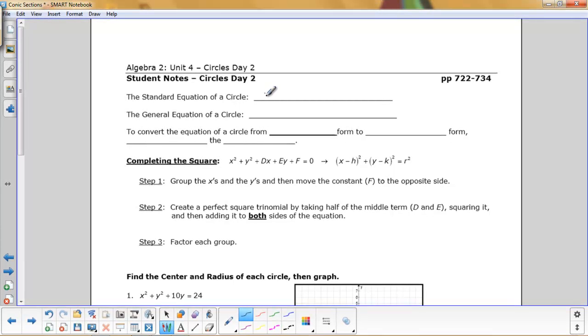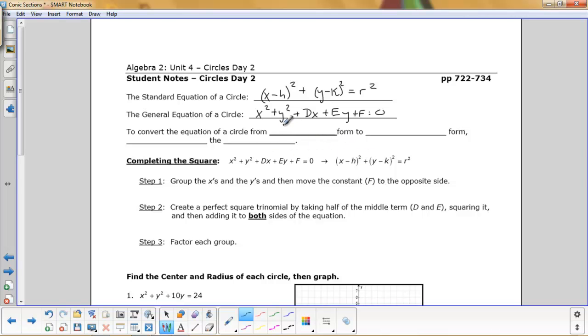The standard form of a circle, which you saw yesterday, was (x minus h) squared plus (y minus k) squared equals radius squared. h and k are your center, and the radius, obviously. The general form of the equation is going to be x squared plus y squared plus dx plus ey plus f equals 0.